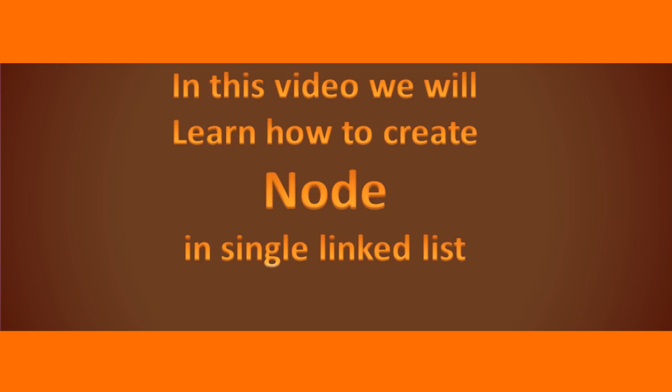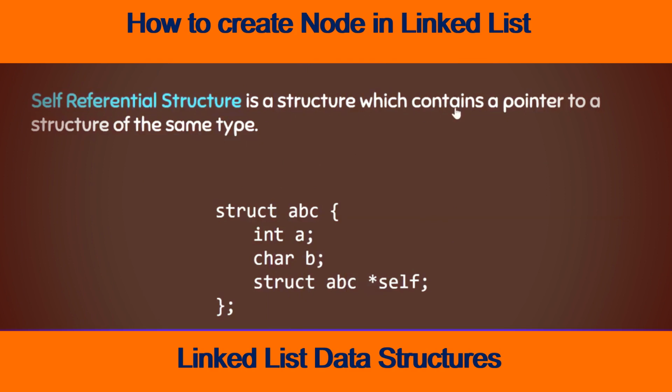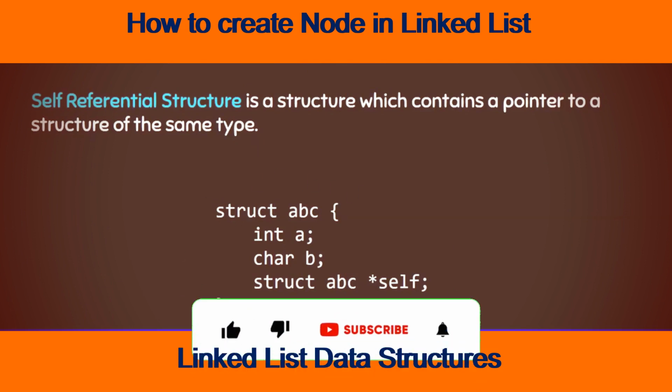In this presentation, we will learn how to create a node of a single linked list. So let's get started. First, we will recall what is self-referential structure. Self-referential structure is a structure which contains a pointer to a structure of the same type. And here is an example of a self-referential structure.